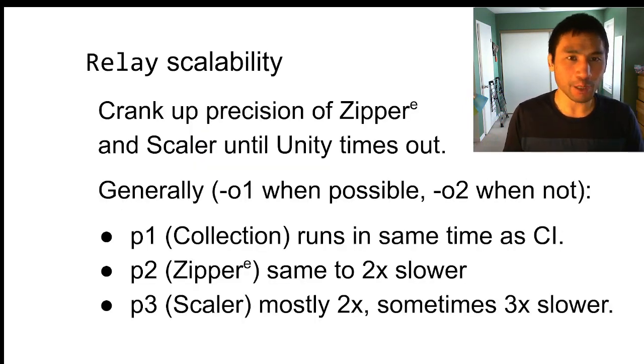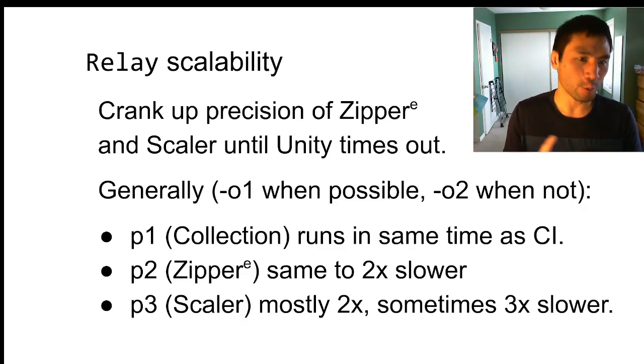So we talked about Unity, and now we're going to talk about Relay. How scalable is Relay? So the idea is to crank up the precision of Zipper E and Scalar until Unity times out. So they actually try to hit the 2-hour time limit. And then they combine the analyses using O1 when possible and O2 when not. And so there are 3 phases: a collection phase, the Zipper phase, and the Scalar phase.